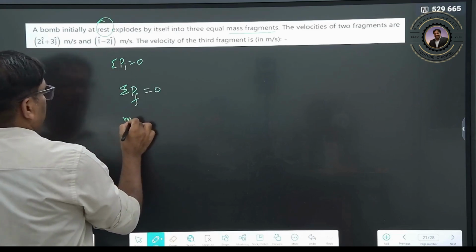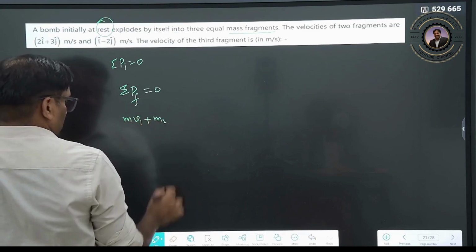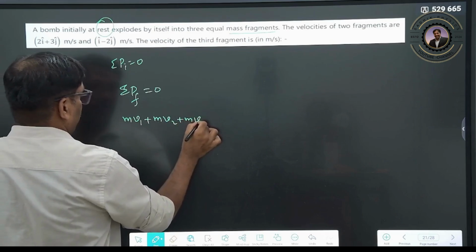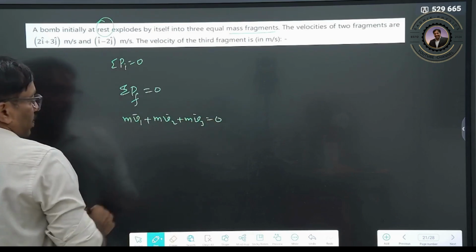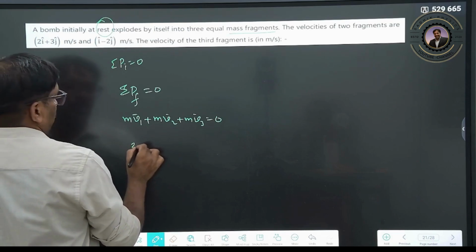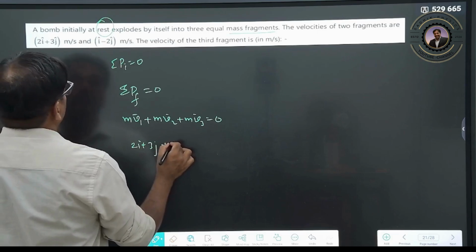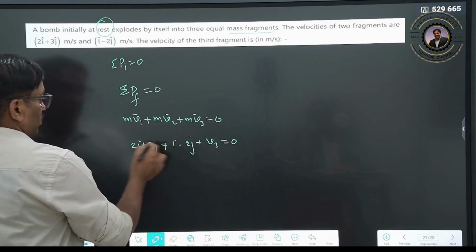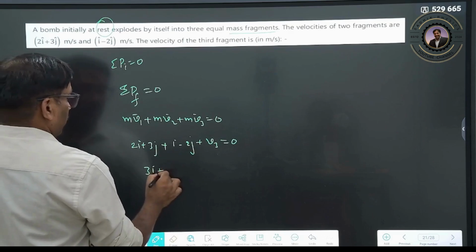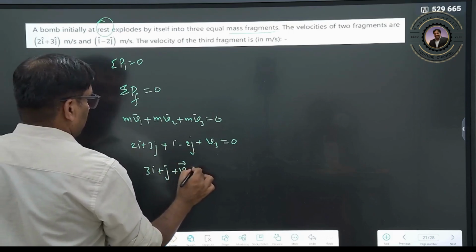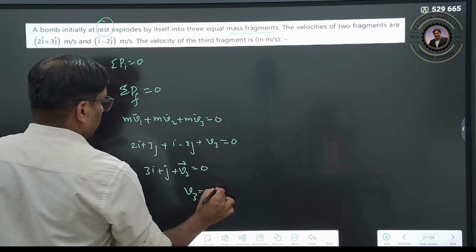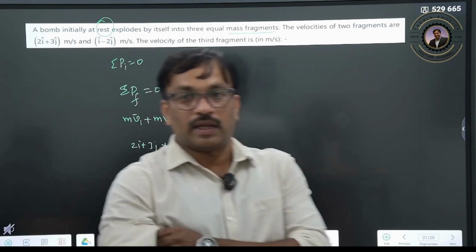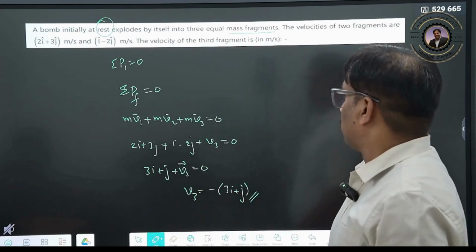Therefore, m into V1 plus m into V2 plus m into V3, because all are identical masses, will be equal to 0. So, m taken out. V1 is how much now? 2i plus 3j, plus i minus 2j, plus V3 is equal to 0. Therefore, 3i plus j plus V3 is equal to 0. So, V3 is equal to minus (3i plus j), that will be your answer. Clear? In this way you can solve the problems. It is a very simple question.